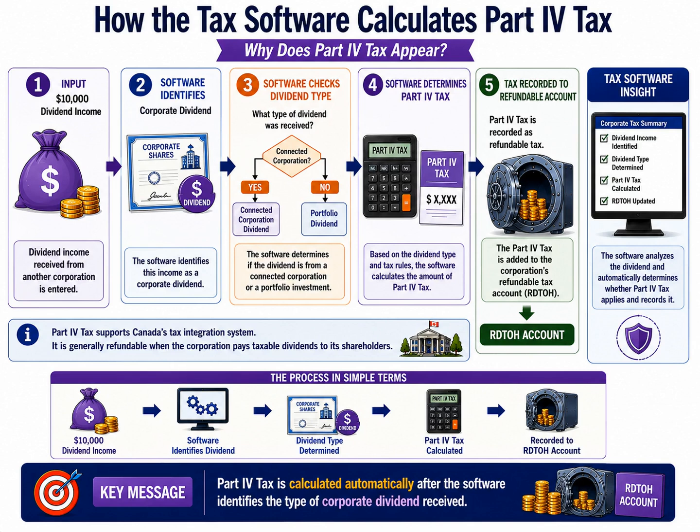A simple way to remember this process is: dividend income is entered into the software. The software identifies the type of dividend. It determines whether Part 4 tax applies. If applicable, the Part 4 tax is added to the corporation's RDTOH account.